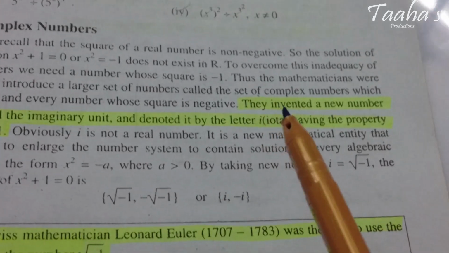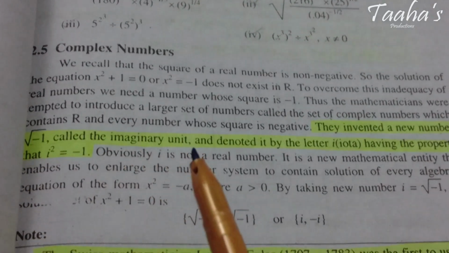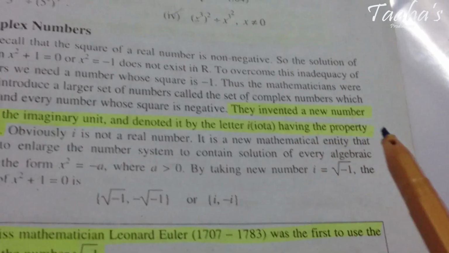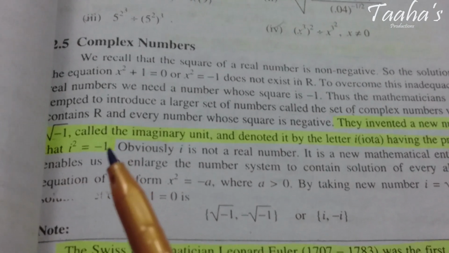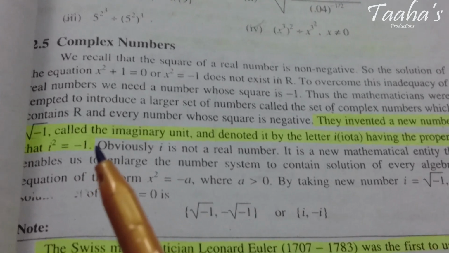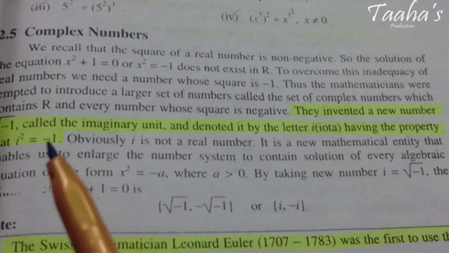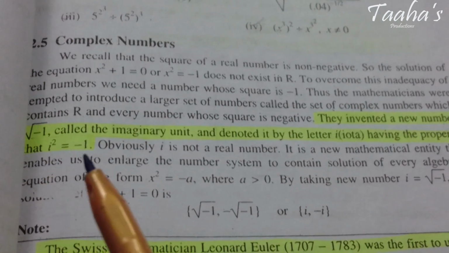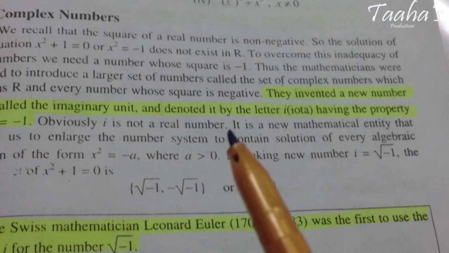Underline this thing, girls. They invented a new number, square root of minus 1, called the imaginary unit, and denoted it by the letter iota, having the property that iota square is equal to minus 1. Obviously girls, if iota is equal to the square root of minus 1, then iota square is equal to minus 1. Obviously iota is not a real number, you know, it's not a real number.